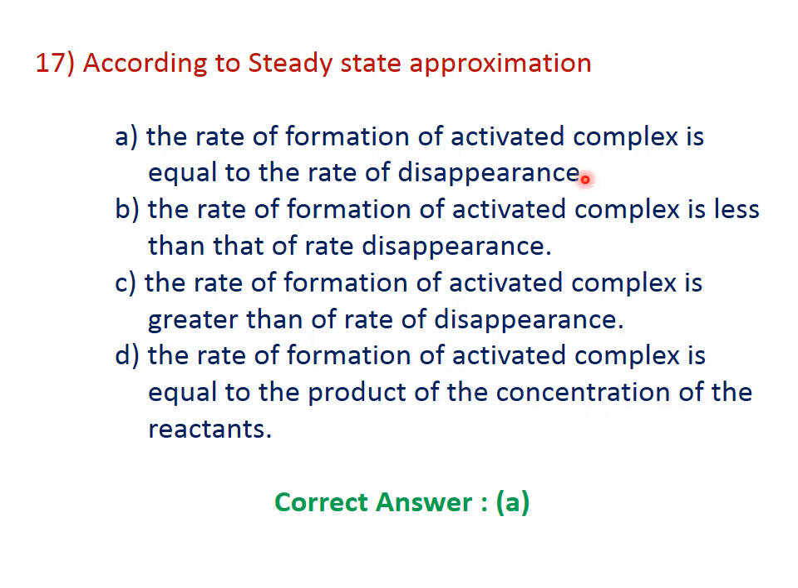This is wrong. Here, the activated complex is the intermediate. So the rate of formation of the intermediate, the activated complex, is equal to the rate of disappearance. According to the steady state approximation, the rate of formation of the intermediate will be equal to the rate of disappearance. Therefore, the answer A is correct.